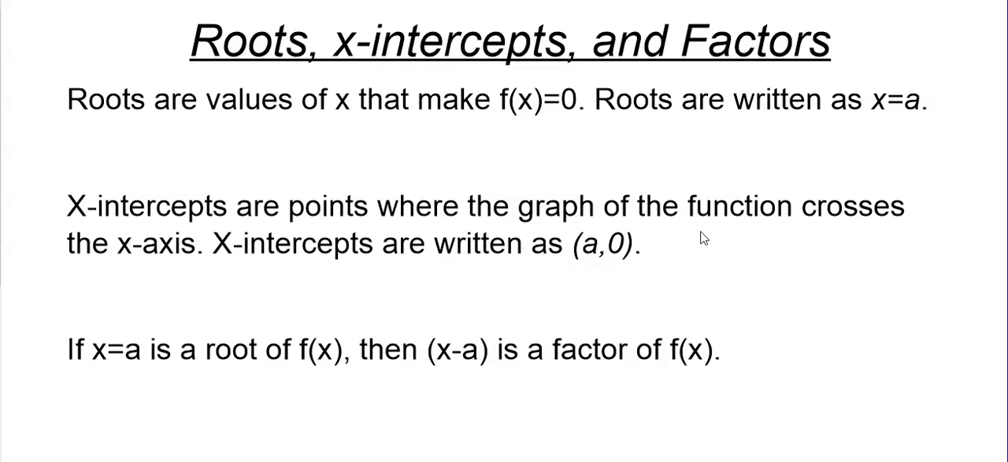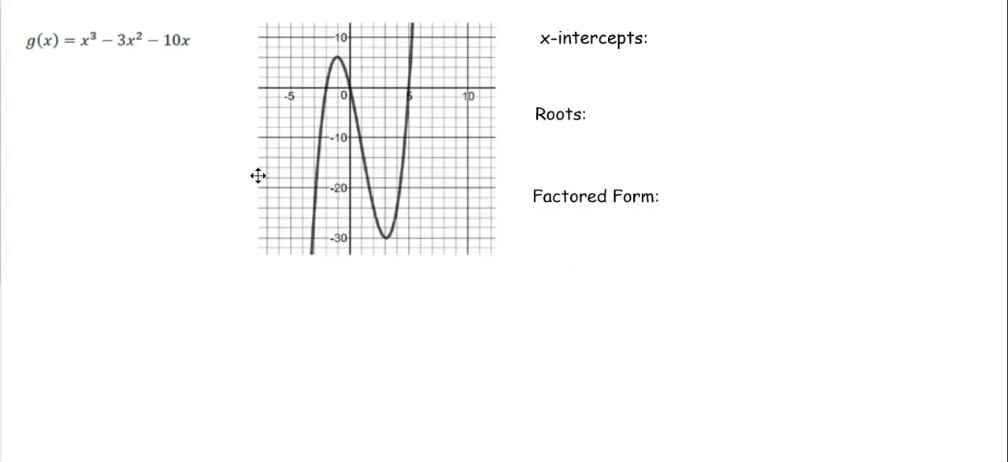X-intercepts are points where the graph of the function crosses the x-axis. X-intercepts are written as a coordinate, (a, 0). If x equals a is a root of f of x, then x minus a is a factor of f of x. Let's take a look at this cubic function here.